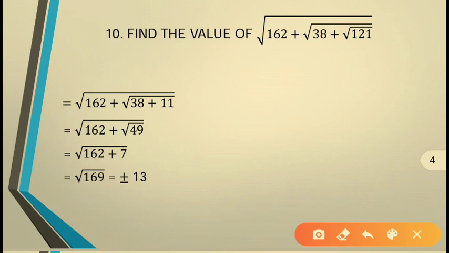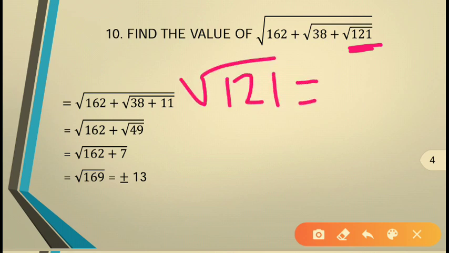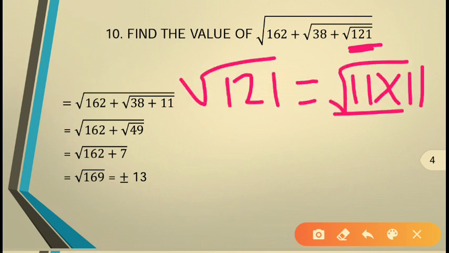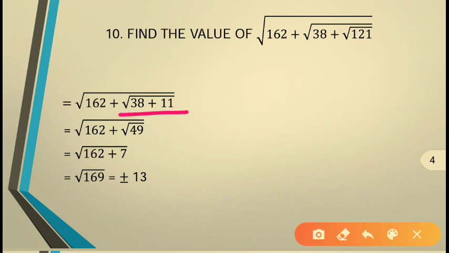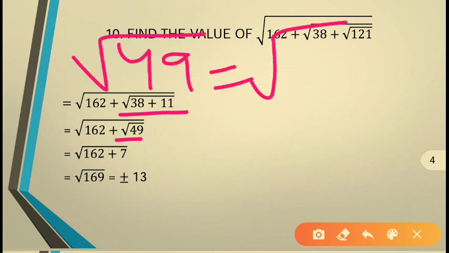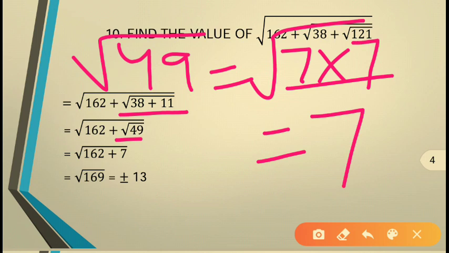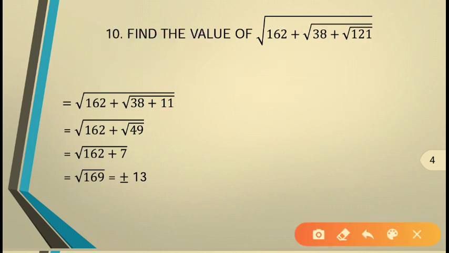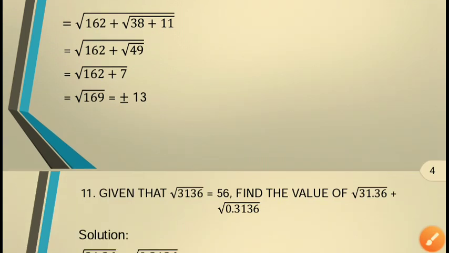First of all, start from the last square root. Under root 121 can be written as under root 11 into 11, and this can be equal to 11 only. So in the place of under root 121, write only 11. Now add them. When you add, you will get under root 49, and under root 49 is equal to 7 only. This is the one pair, means 7 only. So in the place of under root 49, write only 7. Now add them. When you add, you will get under root 169, and this will be equal to plus minus 13. This is your answer.